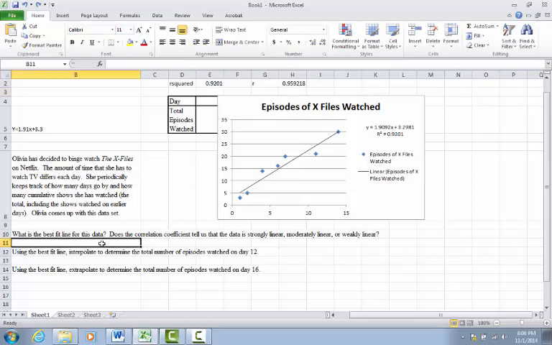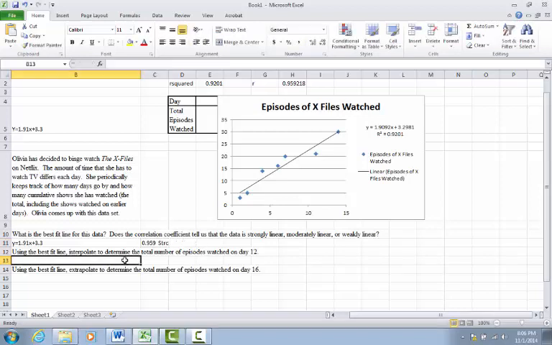What is the best fit line for the data? That's the y equals 1.91x plus 3.3. Does the correlation coefficient tell us that the data is strongly linear, moderately linear, or weakly linear? Since r is quite high at 0.959, this tells us that we are strongly linear.